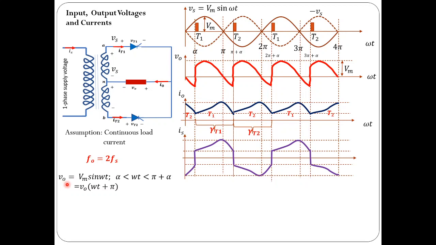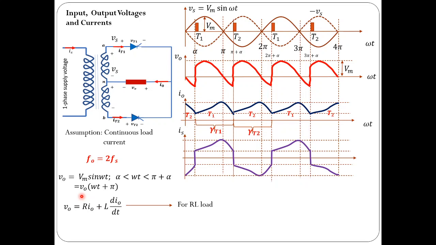So consider the mathematical expression for V0 from alpha to pi plus alpha. Now see, V0 is equal to Vm sin omega t, that is the same as the source voltage from alpha to pi plus alpha, and it would repeat for every pi radians. So this is the mathematical expression for the output.